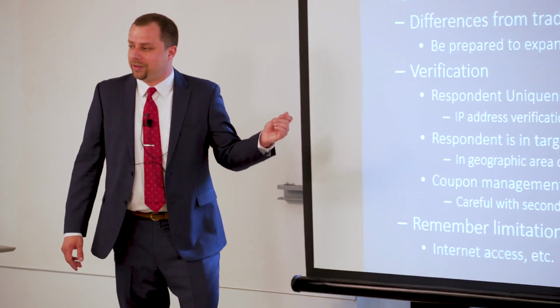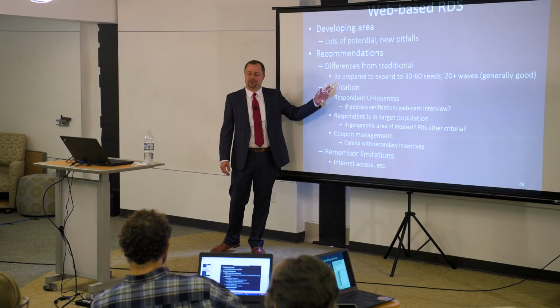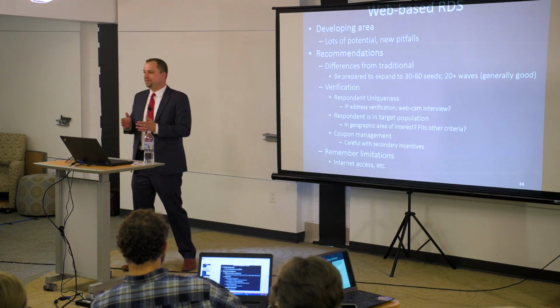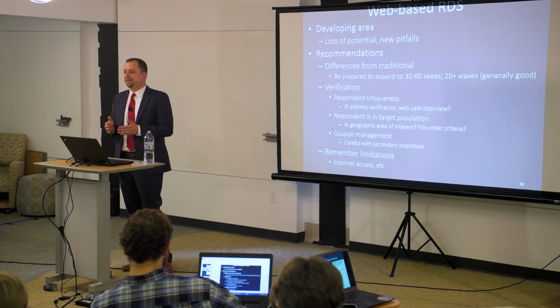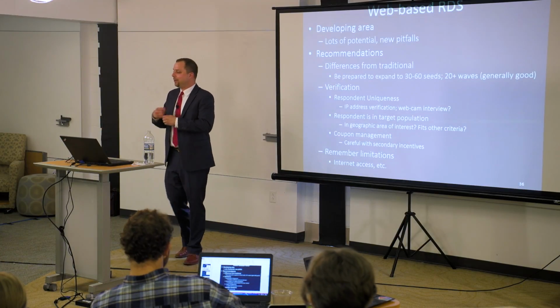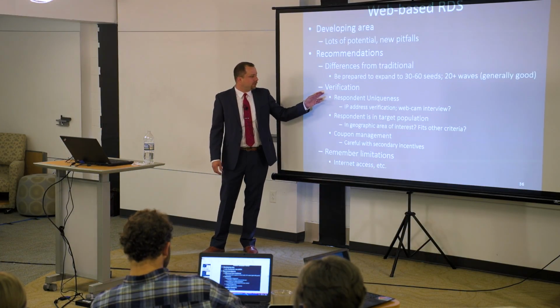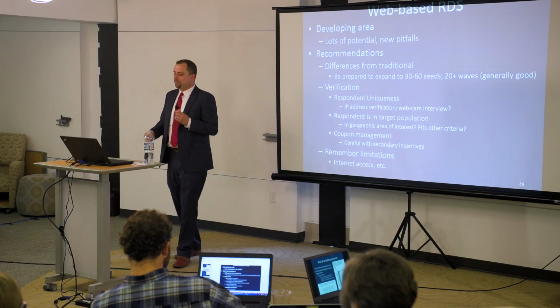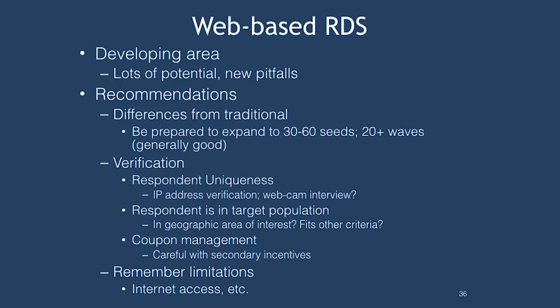Having done one web RDS, I can say it doesn't work as well as you want it to. It tends to be very different from the traditional method, where you recommend 7 to 10 seeds. With web-based RDS, you need like 30 to 60 to really get going. There's a huge challenge about respondent verification. How do you know that the person is actually in the population that you're interested in surveying? Are you just going to be paying someone for participation in the survey whose information you don't actually need at all because they're not target population members?